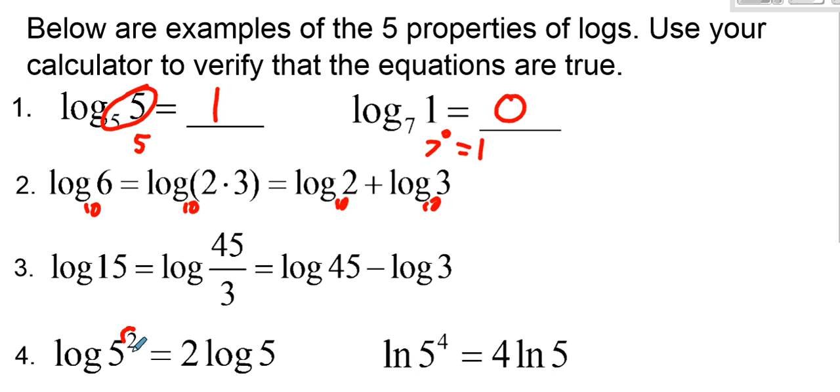And then we talked about exponents. You can move them to the front. So that goes 2 in front and then log 5. Or the 4 goes to the front, so it's 4 natural log 5.